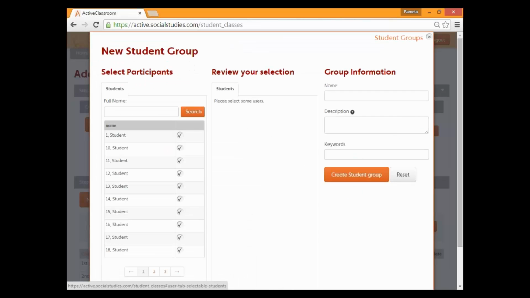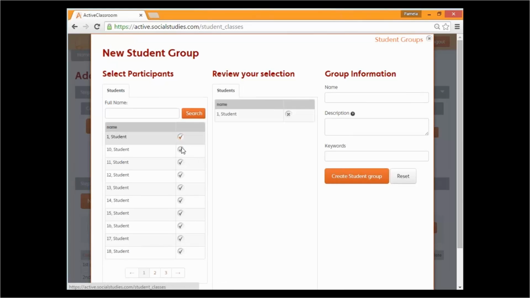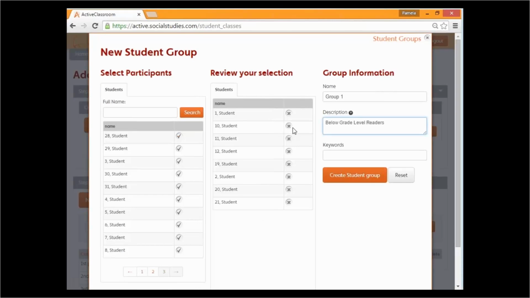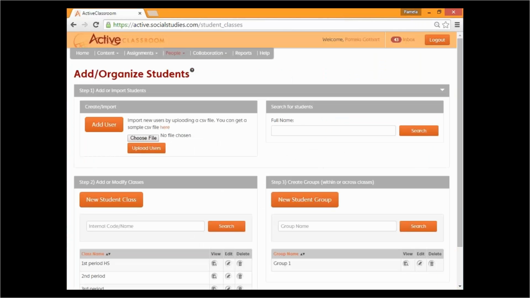Click on New Student Group, and for my first group, I'm going to go in here and check mark the students that I want to put into my first group. After I get my students populated, I'm going to name my first group, Group 1, and I'm going to give a description. What is Group 1? They are my below grade level readers. I click on Create Student Group, and I can see now that my Group 1 has been generated.